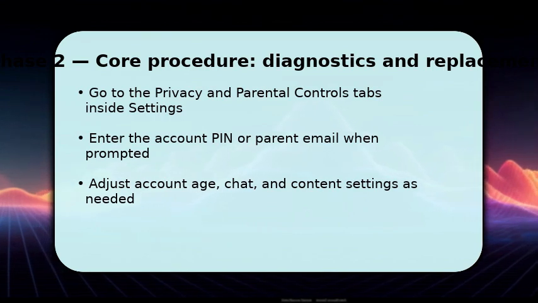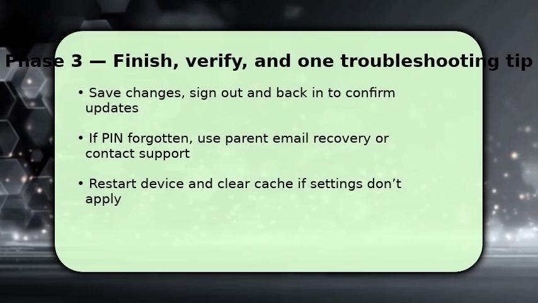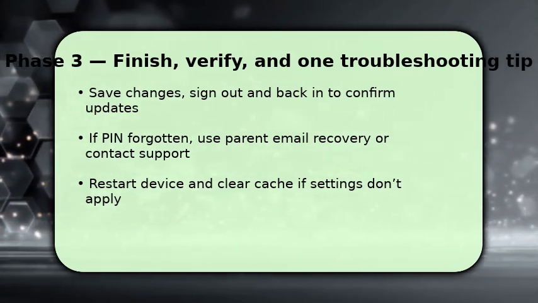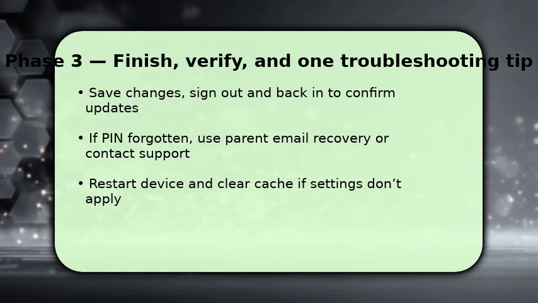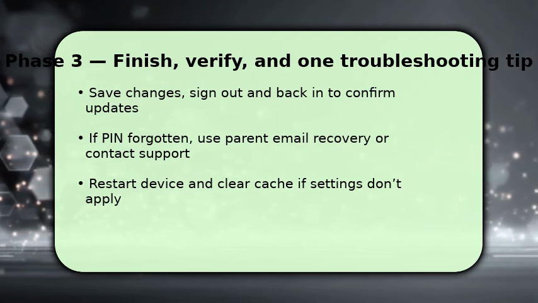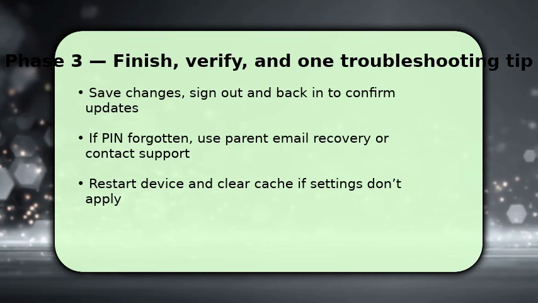Save any changes so they take effect. To finish, save your changes and sign out, then sign back in to confirm the settings updated. If you can't change controls because the PIN is forgotten, use the parent email recovery process or request a reset through account support. If changes don't appear, restart the device and clear the app or browser cache. This forces the app to fetch new settings.